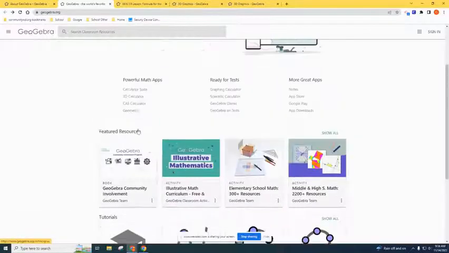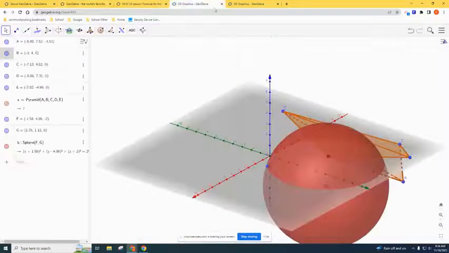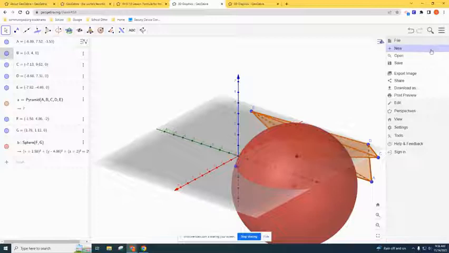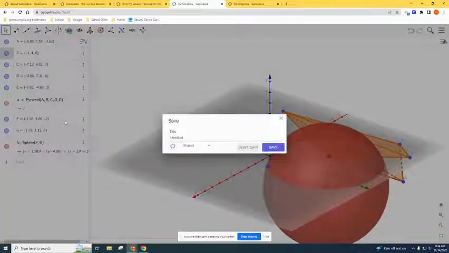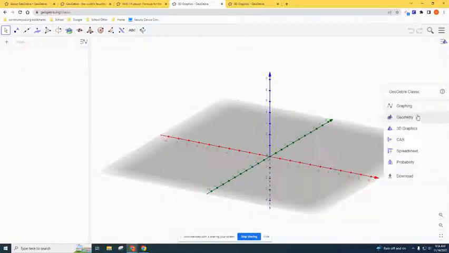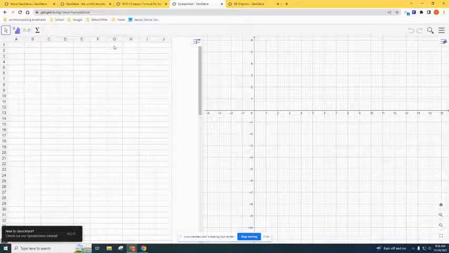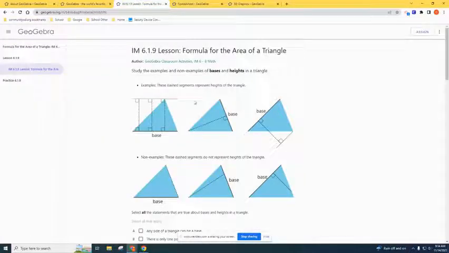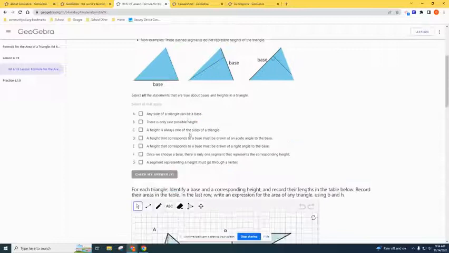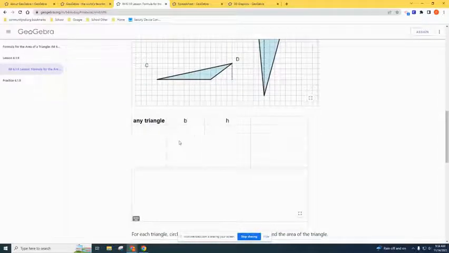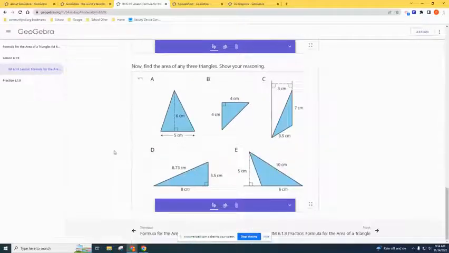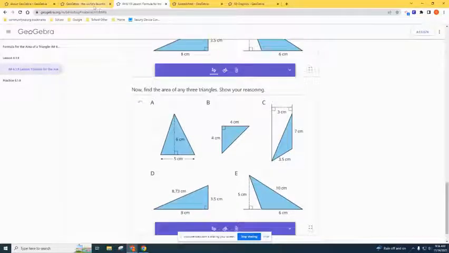Some other cool things about this is it not only has graphing, but it has a bunch of different other things like geometry, and then it has spreadsheets and probability. So a bunch of different interactions here. The biggest thing is using it aside from my lesson to help them see, move, and manipulate different ways of math concepts that you move through.